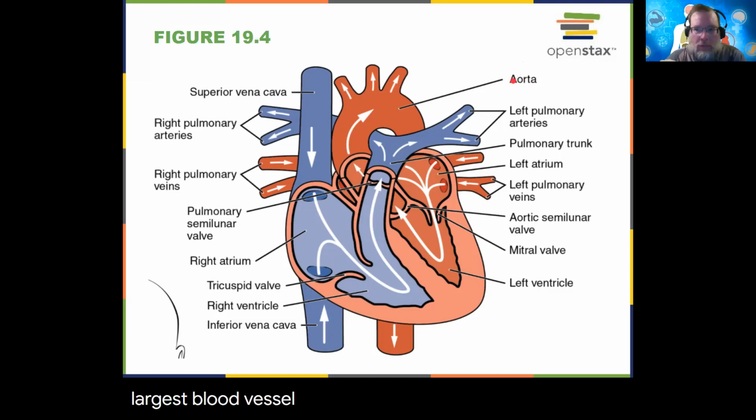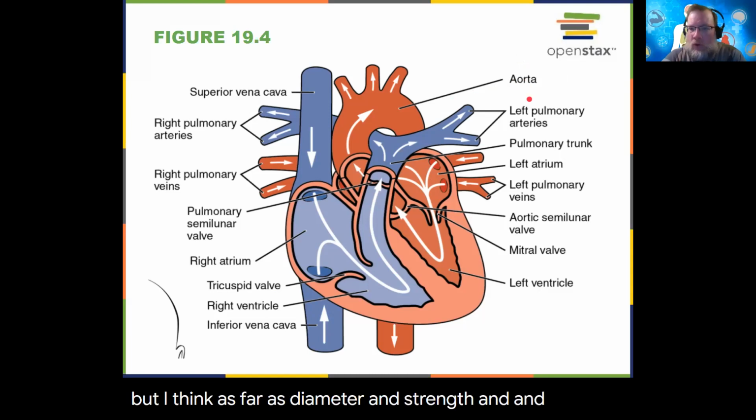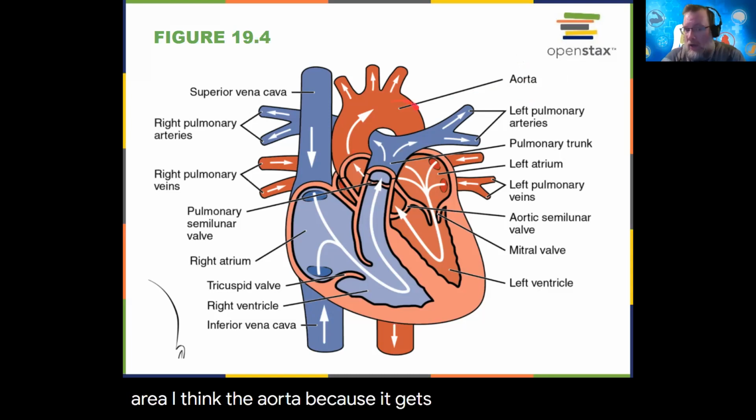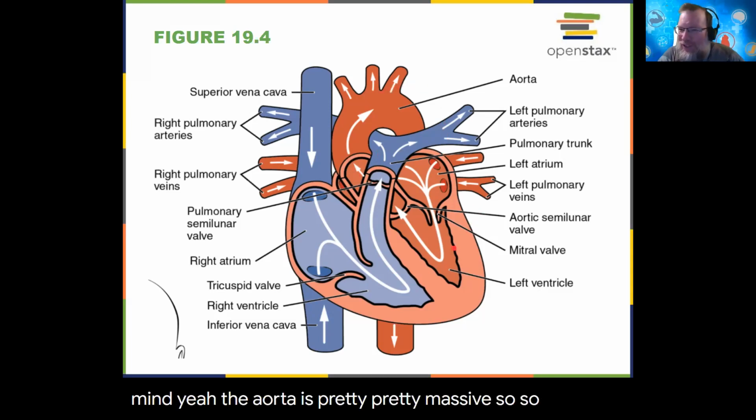It's probably the largest blood vessel. It's not the longest blood vessel, but as far as diameter and strength and surface area, I think the aorta is largest. The aorta actually descends and goes all the way to right around the area behind your belly button, and then it kind of branches off. We'll see that next week in more detail when we look at the vascular system and the different arteries and veins of the body. But keep that in mind. Yeah, the aorta is pretty massive. So that's the first stop for blood that's leaving the left side of the heart.